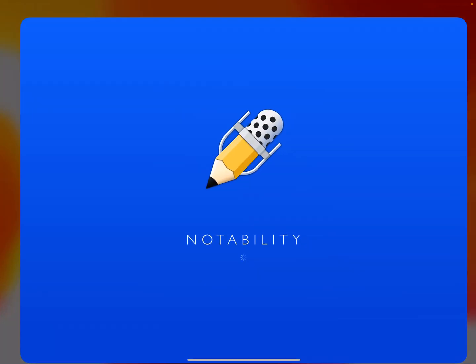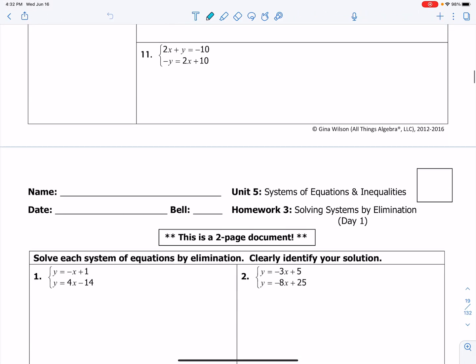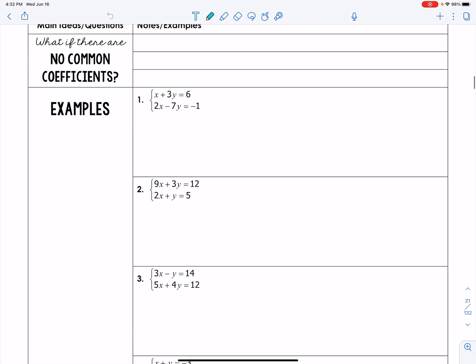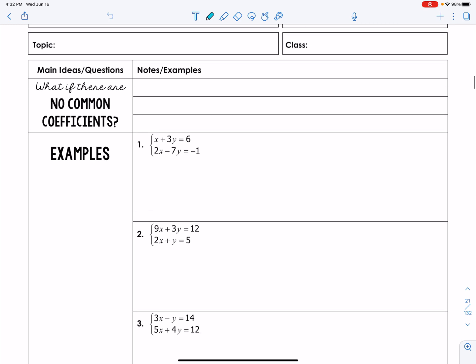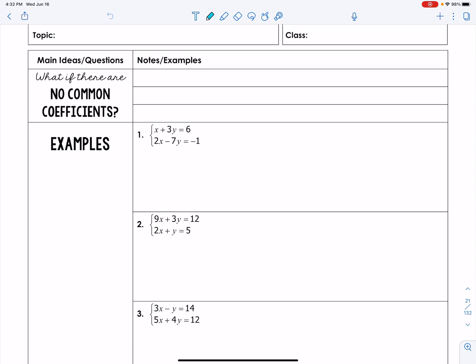All right, so we are going to now look at some of these that get a little bit harder. These are ones where you don't have common coefficients, so they don't just erase. Okay, and so you're going to multiply one or two equations by a value to make them the same.